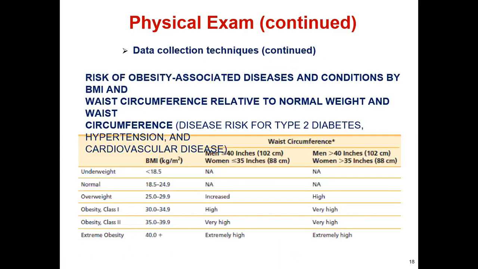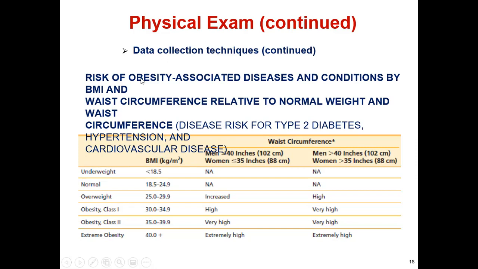Now here are the risks of obesity, associated diseases and conditions by BMI. When you get the BMI, you can easily find out who is at risk of developing cardiovascular disease. So this is the waist circumference relative to normal weight, and circumference is a disease risk factor for type 2 diabetes, hypertension, and cardiovascular disease.